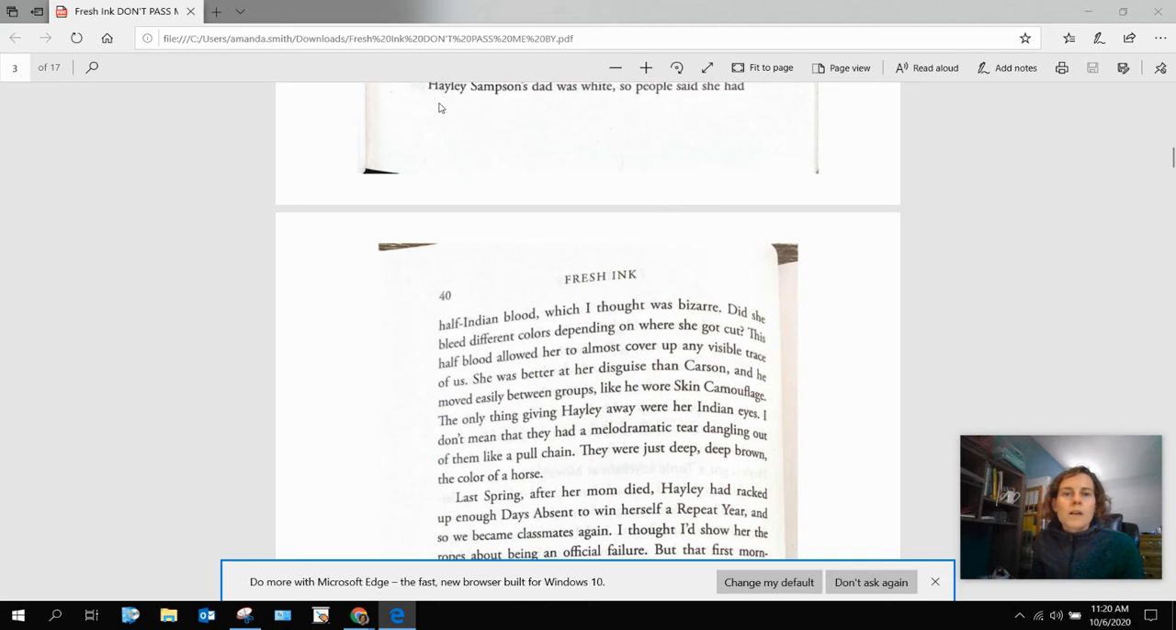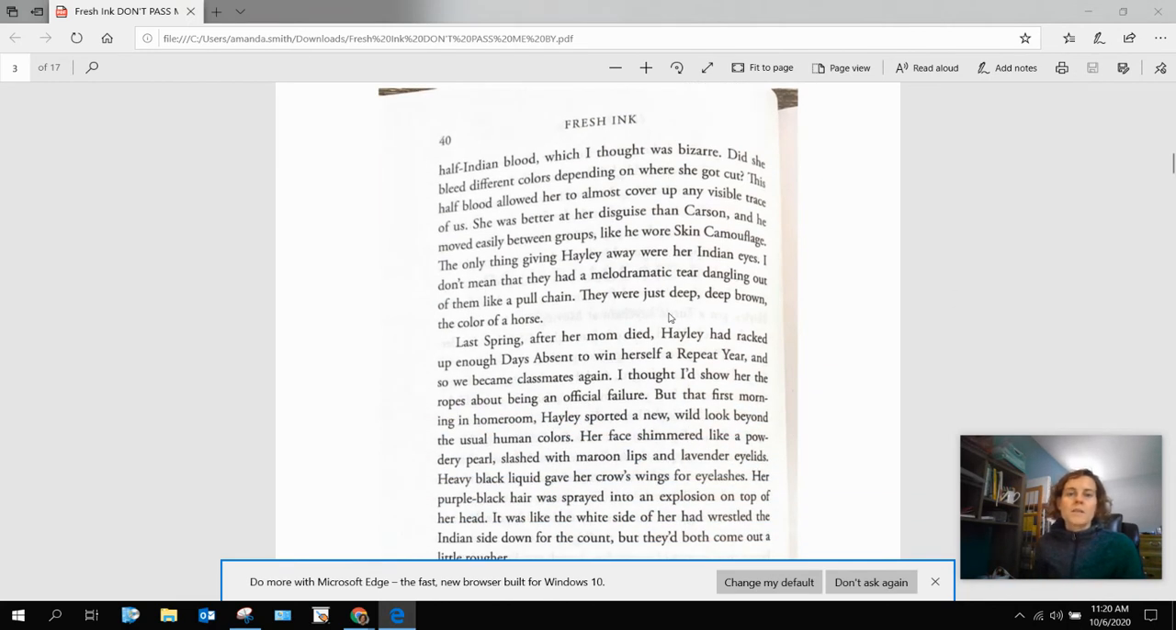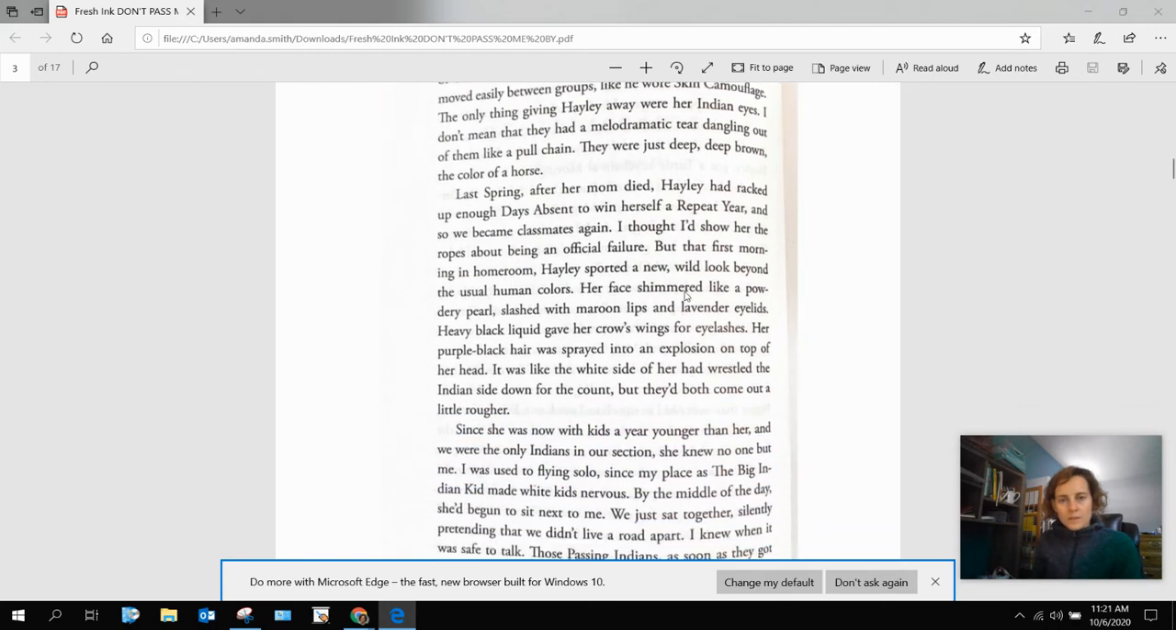Moving on. Haley Simpson's dad was white, so people said she had half Indian blood, which I thought was bizarre. Did she bleed different colors depending on where she was cut? This half-blood allowed her to almost cover up any visible trace of us. She was better at her disguise than Carson, and he moved easily between the two groups, like he wore skin camouflage. The only thing giving Haley away were her Indian eyes. I don't mean they had a melodramatic tear hanging out of them like a pool chain. They were just deep, deep brown, the color of a horse.